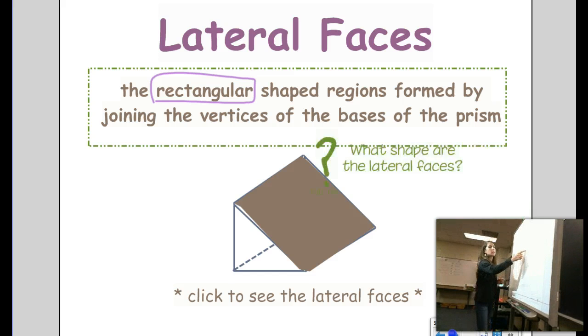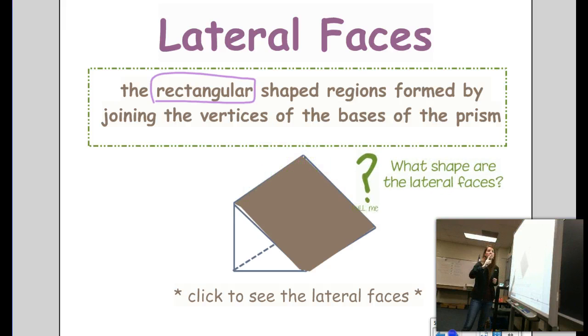And I think I already answered this question. What shape are the lateral faces? Probably said it 10 times now. They're rectangles in a prism. Lateral faces are rectangles. So it's what connects the base to the base.